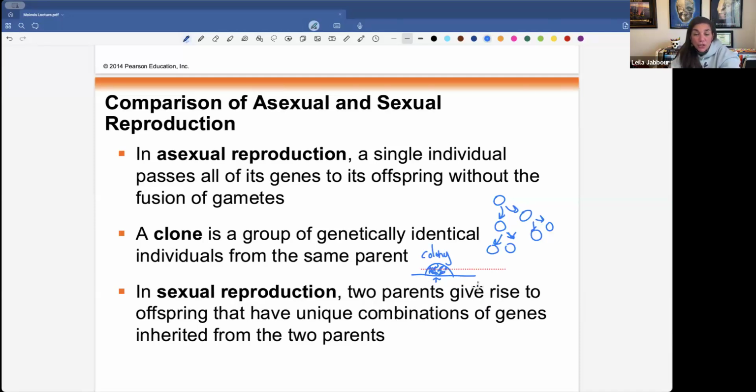In sexual reproduction, you have two parents that give rise to an offspring, and that's a very unique combination of genes that is inherited from the two parents because the gametes they're providing to fuse together are very different from each other, and the choices of gametes are varied, so you're going to end up with a very specific and unique individual in the end. So very different.